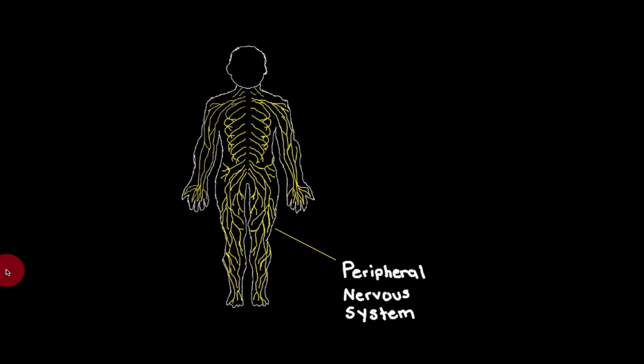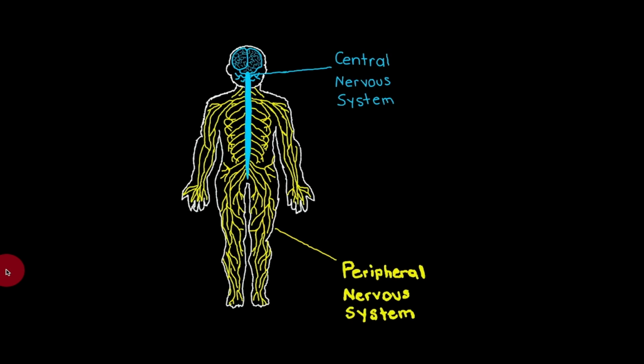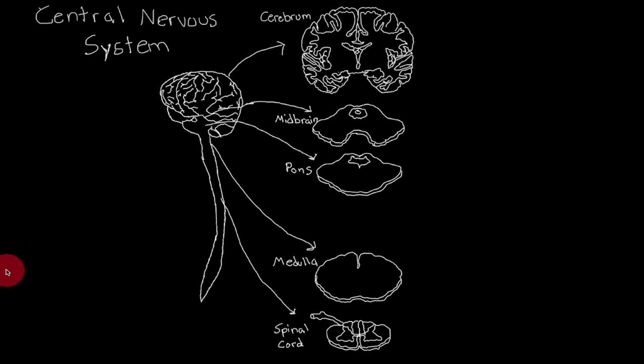Within the body, you have peripheral nerves that send and receive signals to and from the central nervous system. The central nervous system is comprised of the brain and spinal cord, and we're going to break it down a little further. As you can see here, we have cross sections of the spinal cord, medulla, pons, midbrain, and cerebrum.